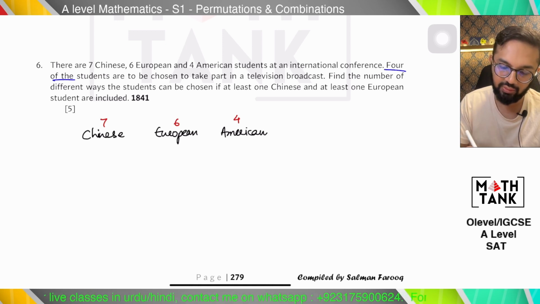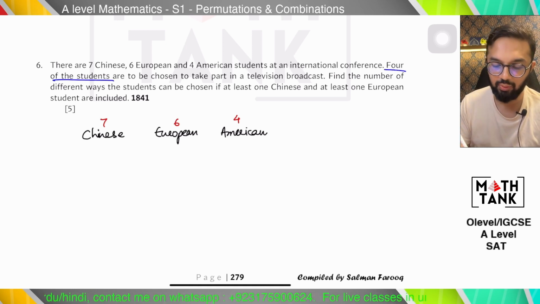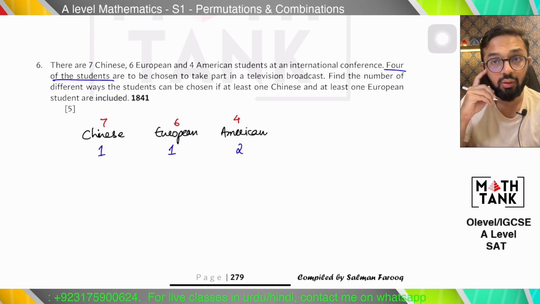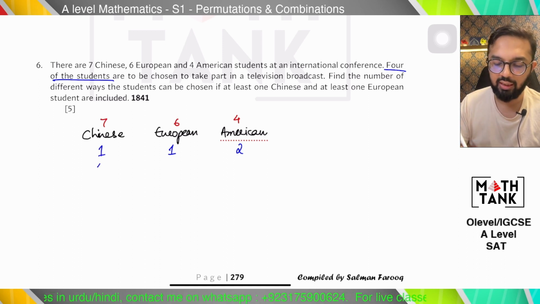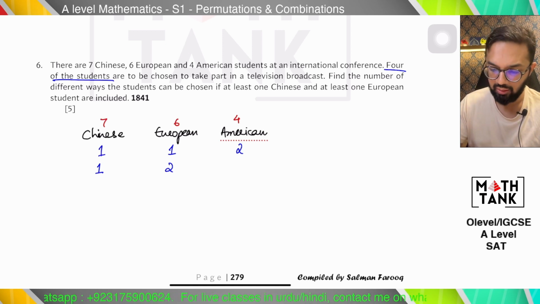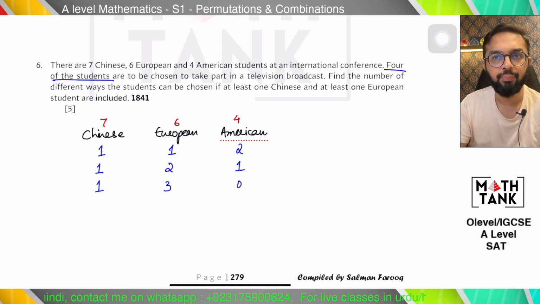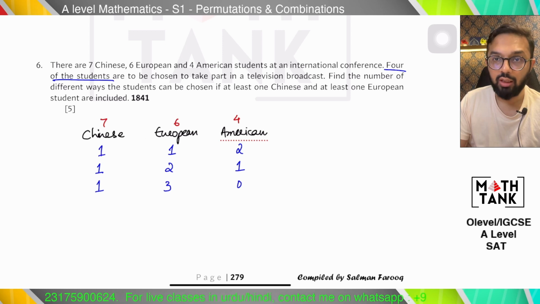Four of the students are to be selected. So I need a total of four. So I can go one, one, and two. One Chinese, one European because at least one has to be there. Then I can still say one Chinese, two Europeans because at least one European. And I can reduce the number of Americans. I can also say one Chinese, three Europeans, and zero Americans. Okay, that's all those combinations that have one Chinese student.